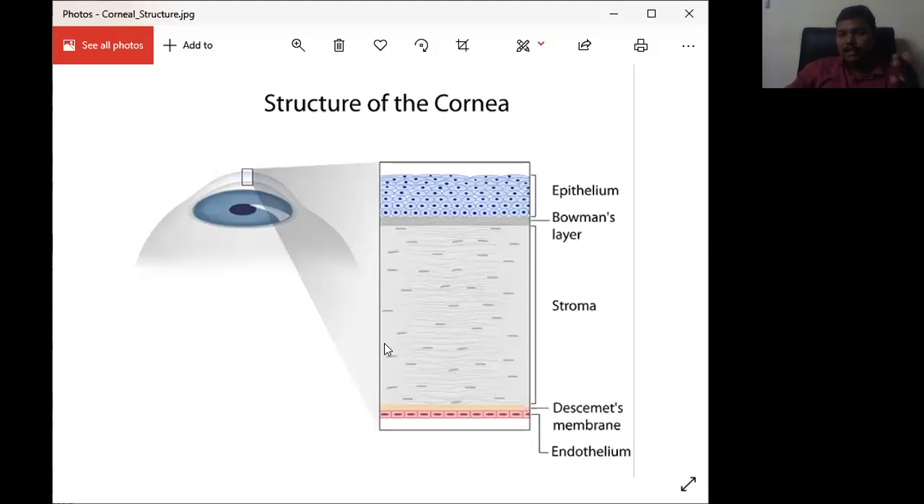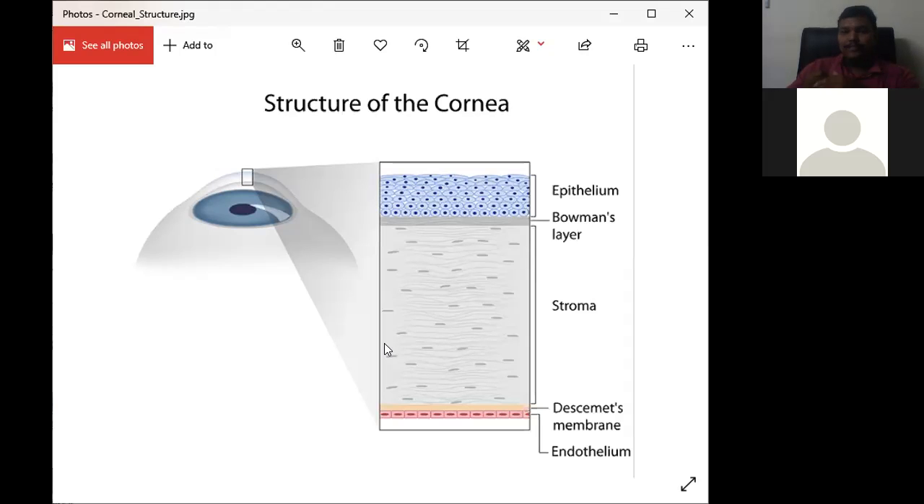This Descemet's membrane is nothing but these lamella becoming harder and harder to some extent, and they thicken and form the Descemet's membrane, the innermost layer of this cornea, right? And the innermost layer after the Descemet membrane is the endothelium membrane. So this endothelium is also a single layer of cells which are present on the inner surface of this cornea, right?